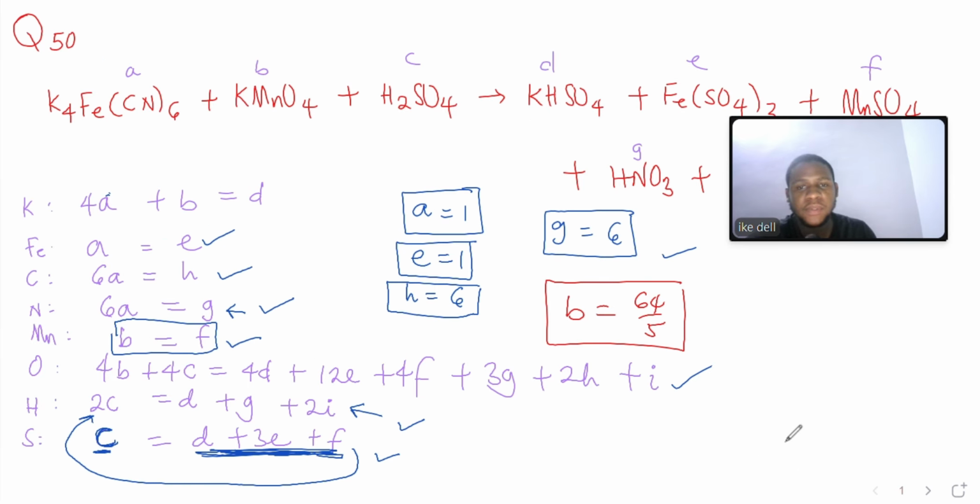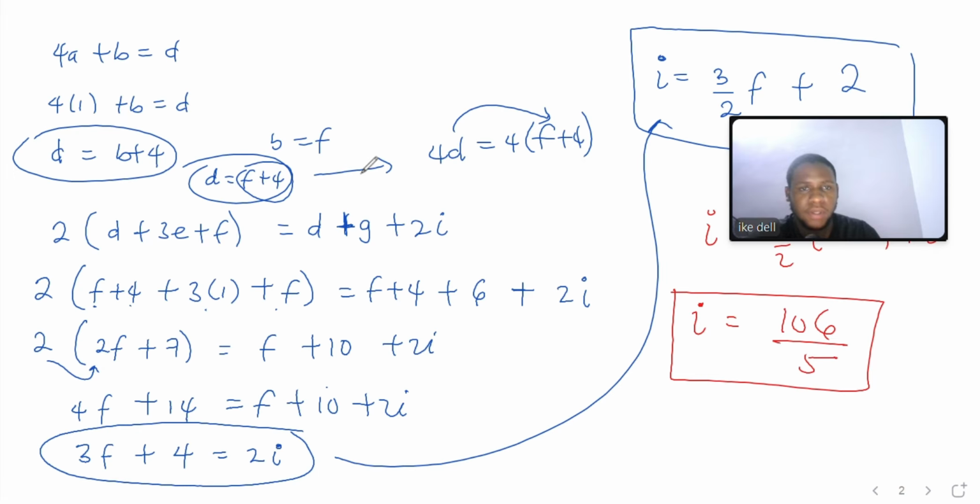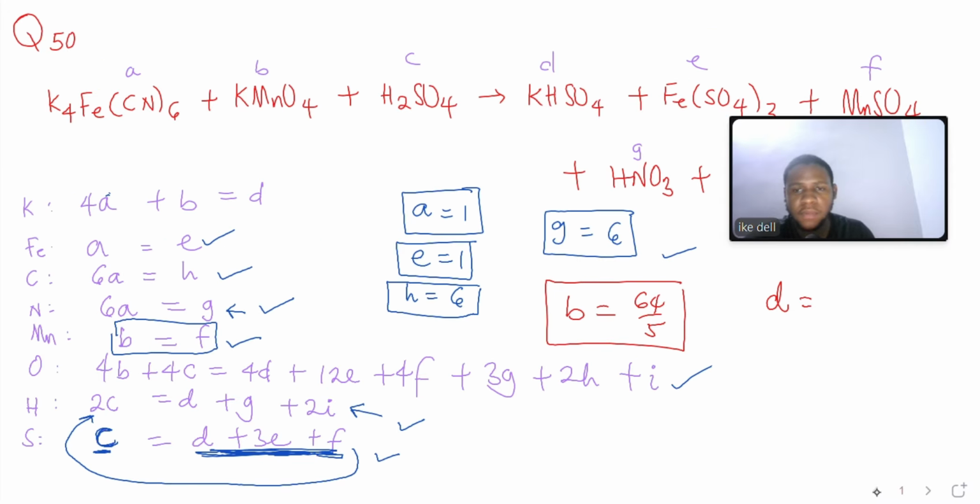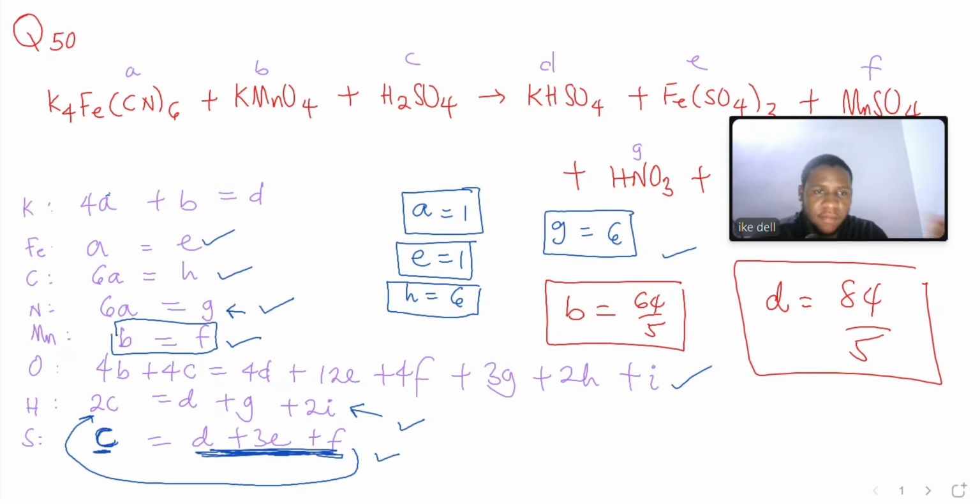So now what's our D? D is supposed to be equal to F plus 4. Okay, so F, which is 64 over 5 plus 4, that's 84 over 5. So we can say this is 84 over 5. So A, B is missing, C is found there, D is here, E is here, F is here, G is here, H is here, I. So it's B and I that's remaining. Oh, by the way, B is actually equal to F. So B is here.